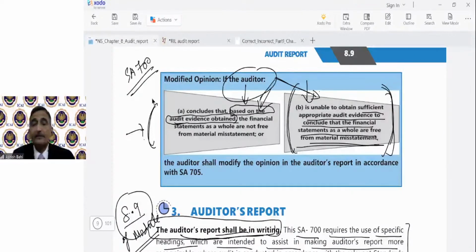So remember, students, there are two circumstances, two conditions in which the auditor has to modify his opinion. First condition is, number one, that he concludes based on audit evidence obtained, that he has obtained the audit evidence, and on the basis of such audit evidence he is concluding that the financial statements are not free from material misstatements. Or the second condition is, if he is unable to obtain sufficient appropriate evidence to conclude that the financial statements as a whole are free from material misstatements. So in these circumstances, the auditor shall modify the opinion in accordance with SA 705.